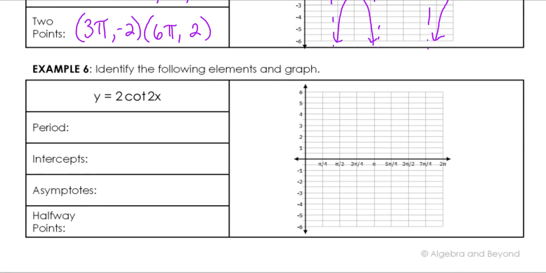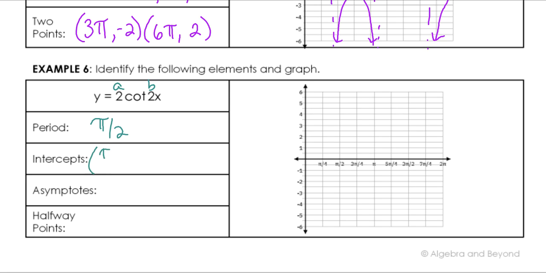Okay, last example that we're going to look at here is a cotangent graph. So for this one, we have an A and a B value of 2. So my period for cotangent is usually pi. Since we have a B value of 2 here, it's going to be pi over 2 for the period. So what that means is it's compressing it horizontally. So my intercepts are also going to be compressed by that.